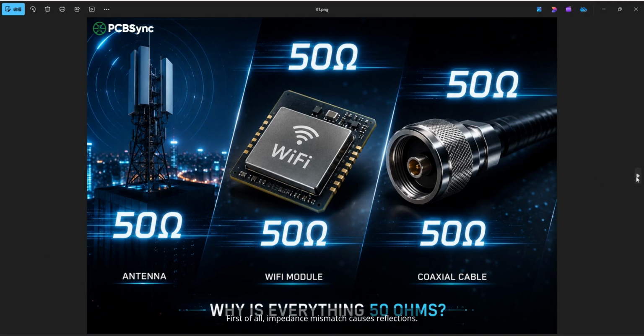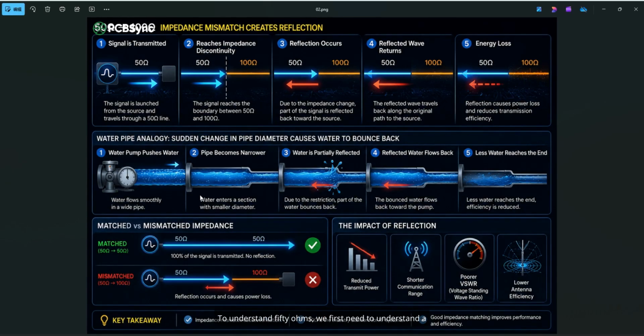First of all, impedance mismatch causes reflections. To understand 50 ohms, we first need to understand a concept. What is impedance matching? A lot of people, when they hear the word impedance, immediately think of complicated formulas, but actually you can just imagine it as a water pipe.